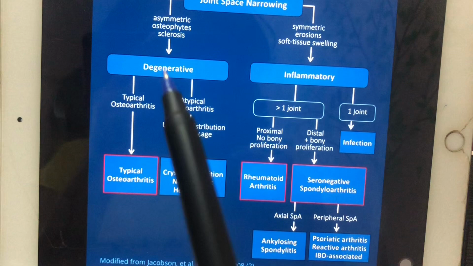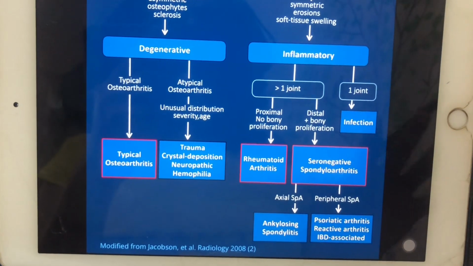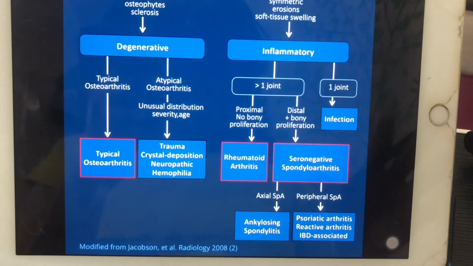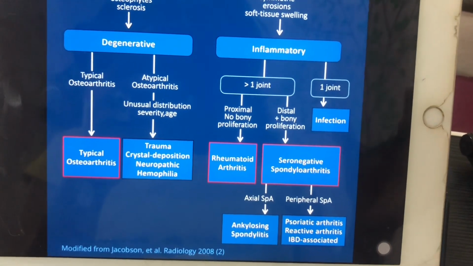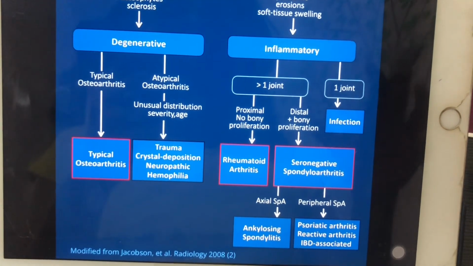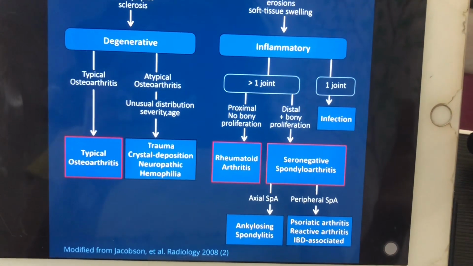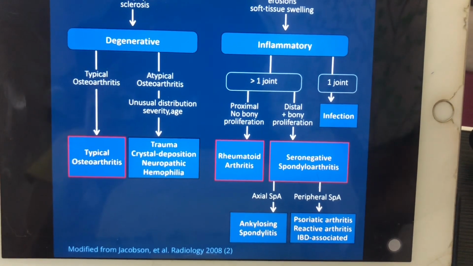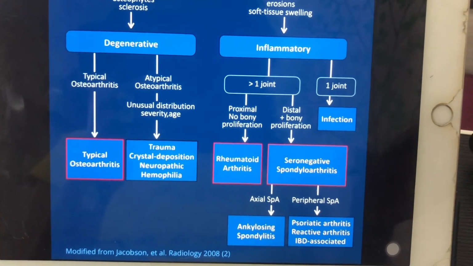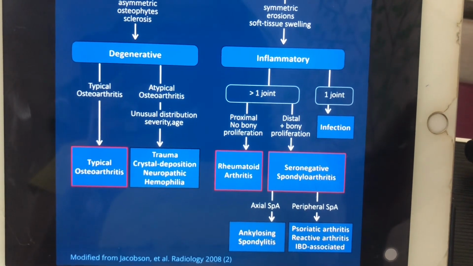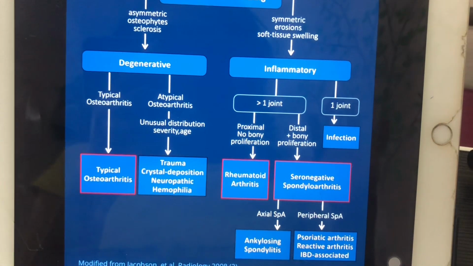Once we have found out that it is a degenerative osteoarthropathy, there can be typical changes of osteoarthritis in an elderly patient. Suppose there is an unusual patient population, suppose it's a younger patient, suppose there is an unusual distribution of joints or unusual distribution of severity. Certain other differential diagnoses should come to our mind, like trauma, crystal deposition disease, Charcot's arthropathy, or hemophiliac arthropathy, and several more. Okay, so this was about degenerative osteoarthropathy.